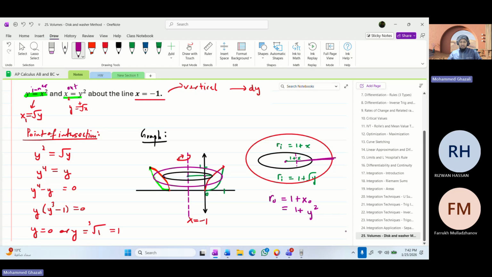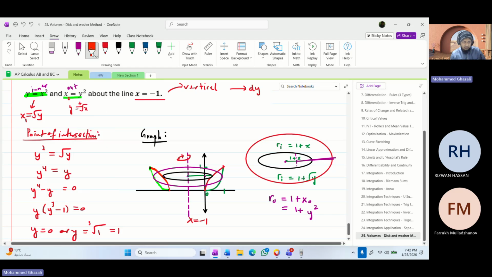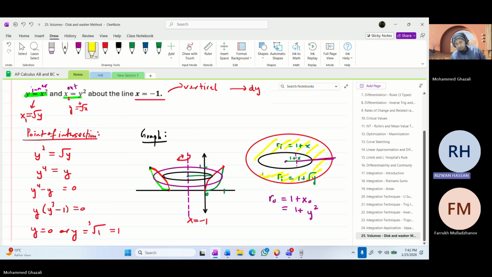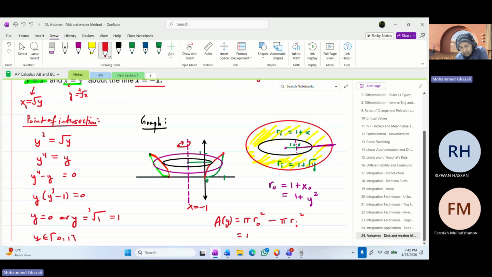Now it's easy to do the cross-sectional area. Any confusion? Are we good? Yeah, all good, I'm pretty sure there's no confusion. Excellent. So now the area of the cross-section is pi times the bigger circle, the outer circle squared, minus pi times the smaller circle, which is the inner. Outer minus inner. Now take the pi out.